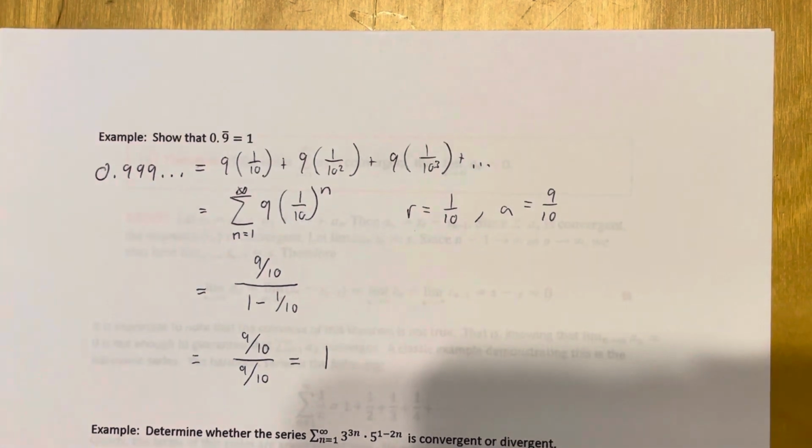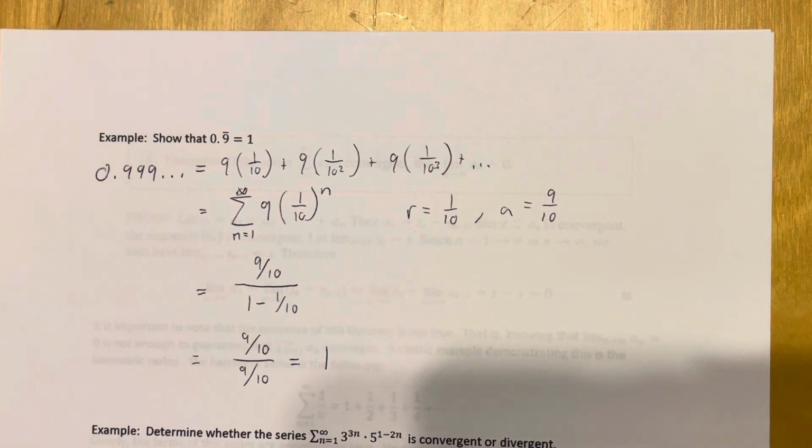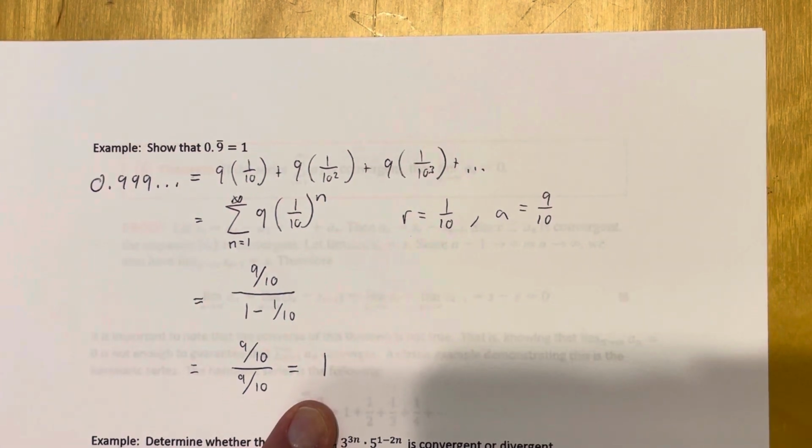So this is a proof, if you will, that the repeating decimal 0.9999 on forever is exactly equal to the number 1. Again, exactly equal, not approximately, exactly.